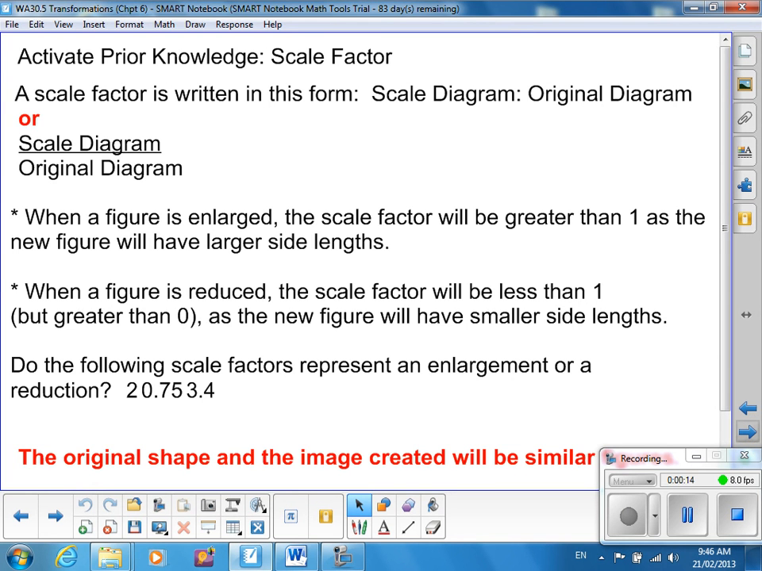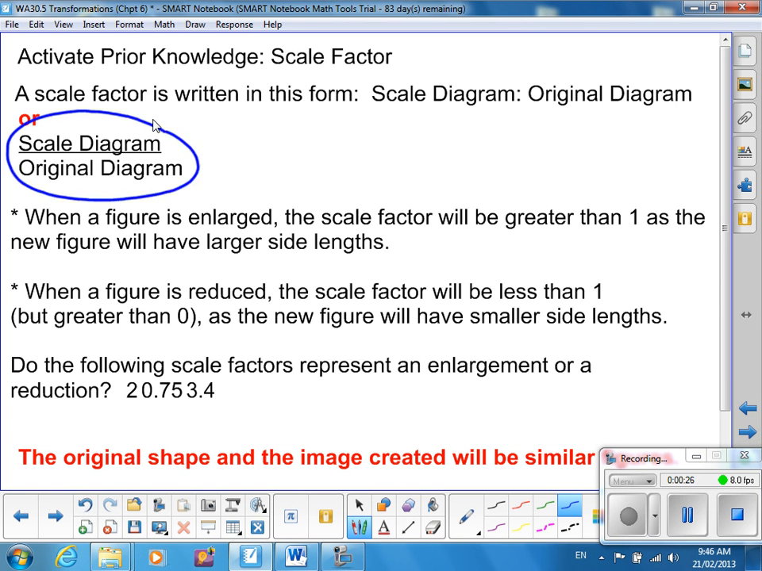A scale factor is written in the form of scale colon original, so the scale size to the original size, or it can be written as a fraction. And you'll often see it this way. It's easiest to calculate if it's in fraction form, scale over original. So the scale is always over the original size.